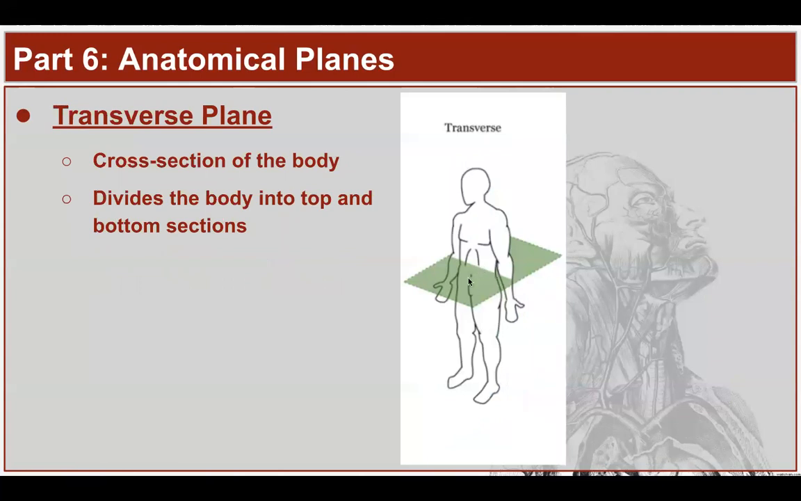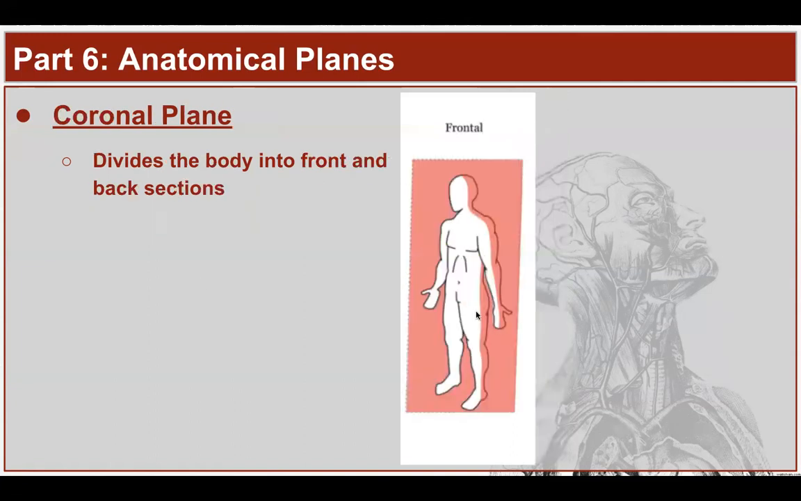The transverse plane is a cross-section cut. Okay, so the horizontal plane dividing into top and bottom. So taking the whole length of the human body and just at one spot, just making a cross section, okay, division horizontally through it. Okay, so dividing into top and bottom halves. Well, not halves, but sections. And then the coronal plane divides the body into front and back sections.